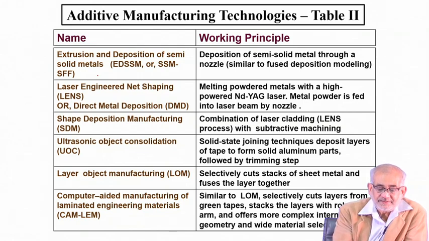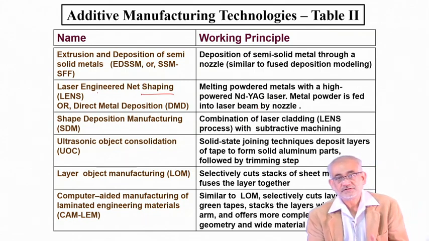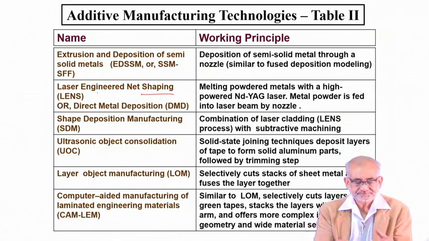Or you can have a powder bed and you can do direct metal deposition or laser engineered net shaping. In both cases, you can create a complex shape which you have to define beforehand using a computer-aided design mechanism.